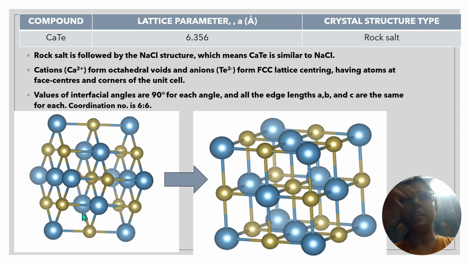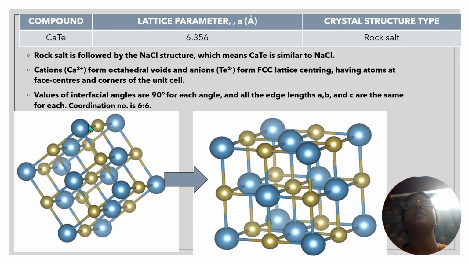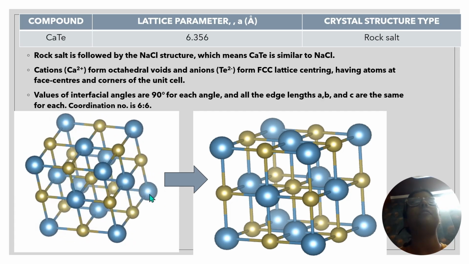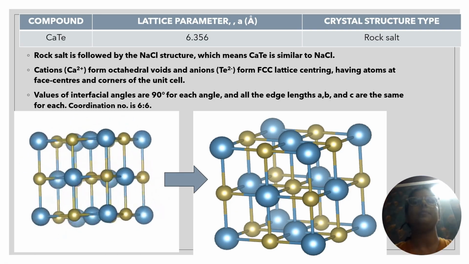The calcium telluride forms the crystal structure type of rock salt, which means the cations, which are the calcium ions, occupy the octahedral voids, which are on the body center and the edge centers, and the anion, which is telluride, forms the FCC lattice, which is the face centered cubic lattice, occupying all the corners and the face center of each face.